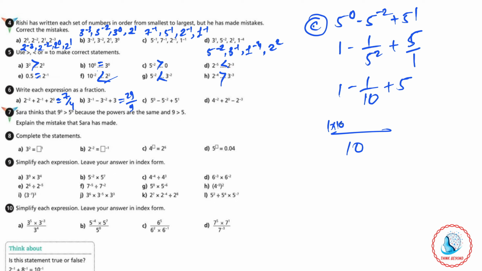So 1 times 10 minus 1 plus 5 times 10. Now multiply it. 10 minus 1 plus 50 over 10.